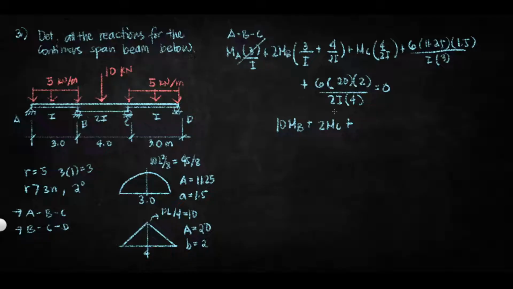So, hindi po 21 to 2i yan. Lalabas dito 63.75. Okay, equal to 0. This is the equation number 1.